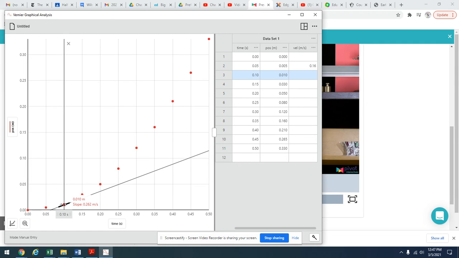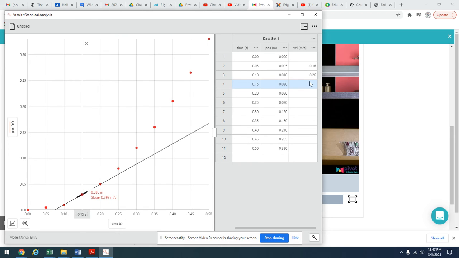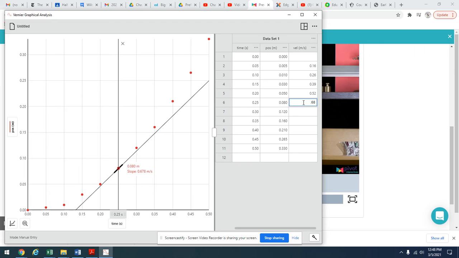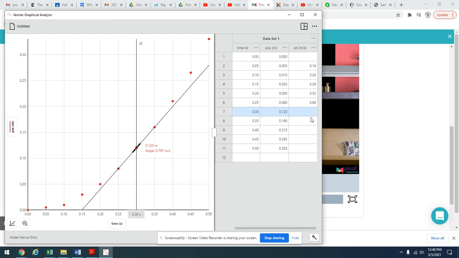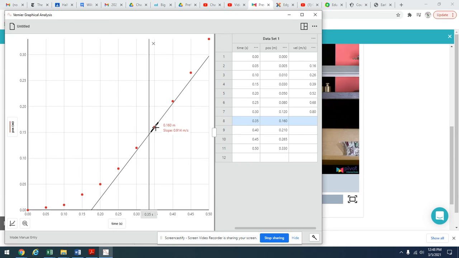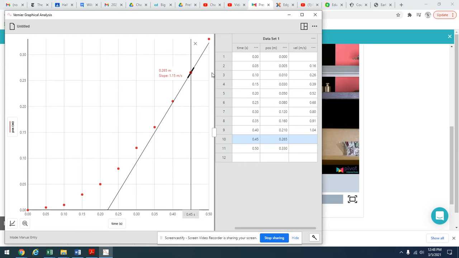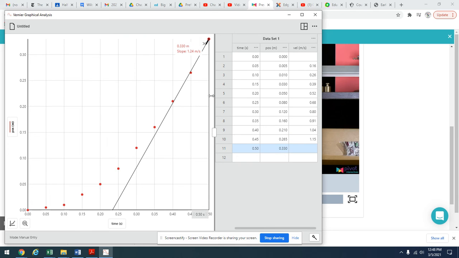And then 0.26, 0.39, 0.52, 0.68, 0.80, 0.91, 0.04, 0.15, and 1.24.